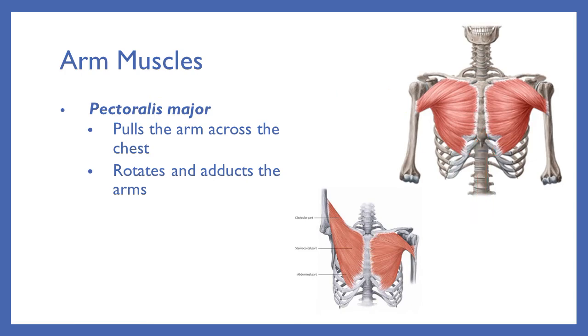Which one would be the insertion and which would be the origin? The origin is the less movable bone. That would be the sternum. So it has a sternum origin and a humerus insertion. When it contracts, it's able to move the humerus.